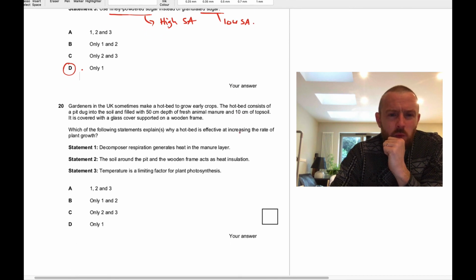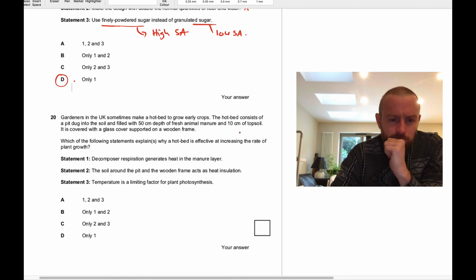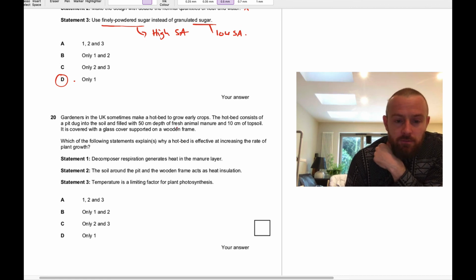Finally, another weird kind of application style one about something called a hotbed to grow crops. So early on in the spring, farmers or people with allotments, I guess, might make a hotbed. Dug a pit in the soil, fill it with 50 centimetres of animal manure and then some topsoil on top of that. It's covered with a glass cover supported on a wooden frame. So why is it effective at increasing the rate of plant growth? Certainly number 1 is true.